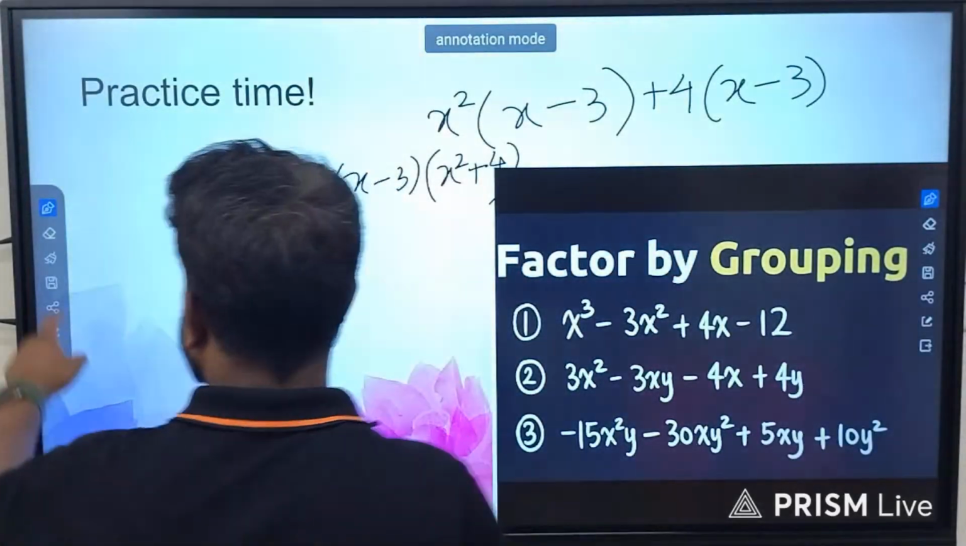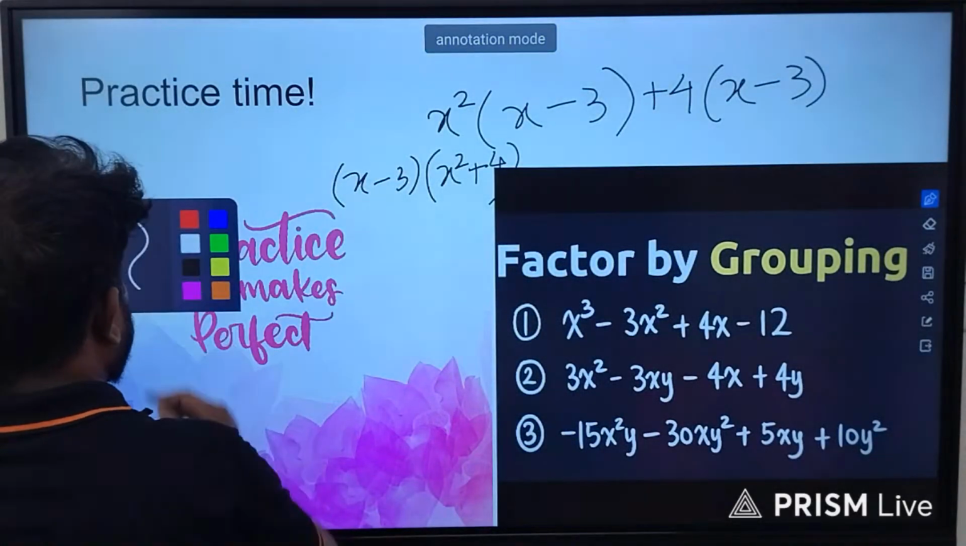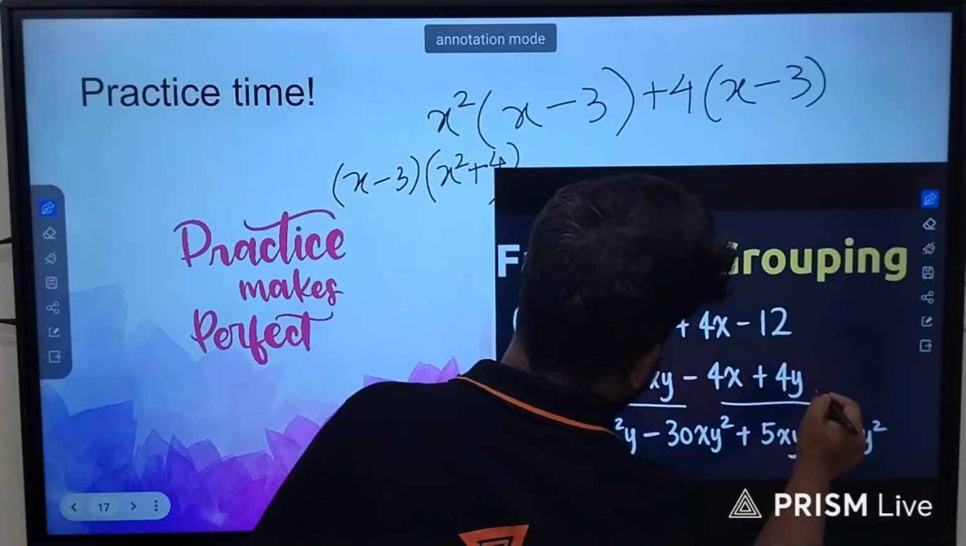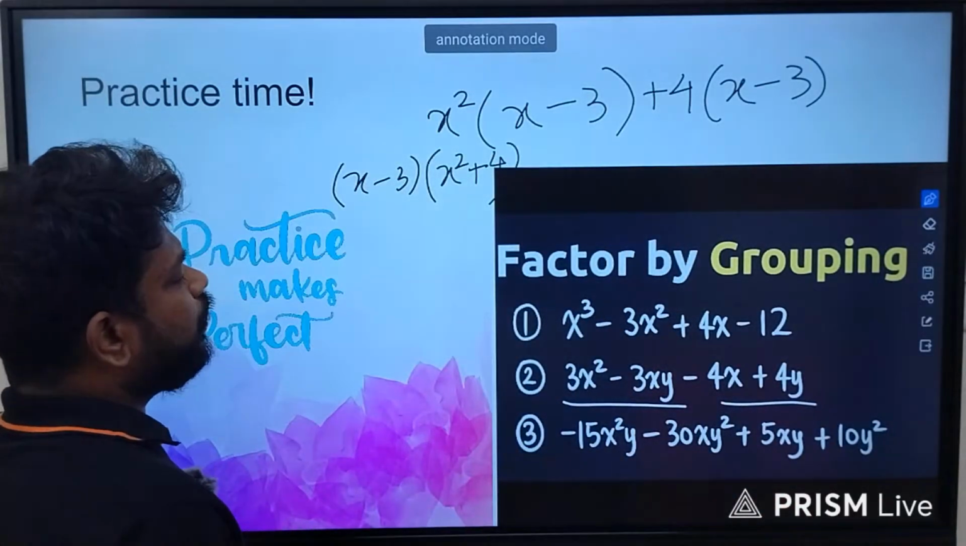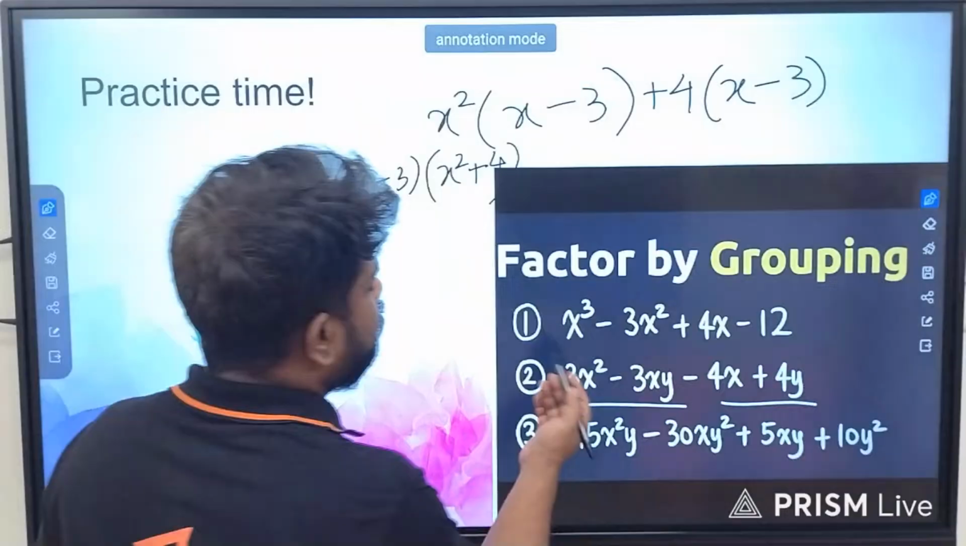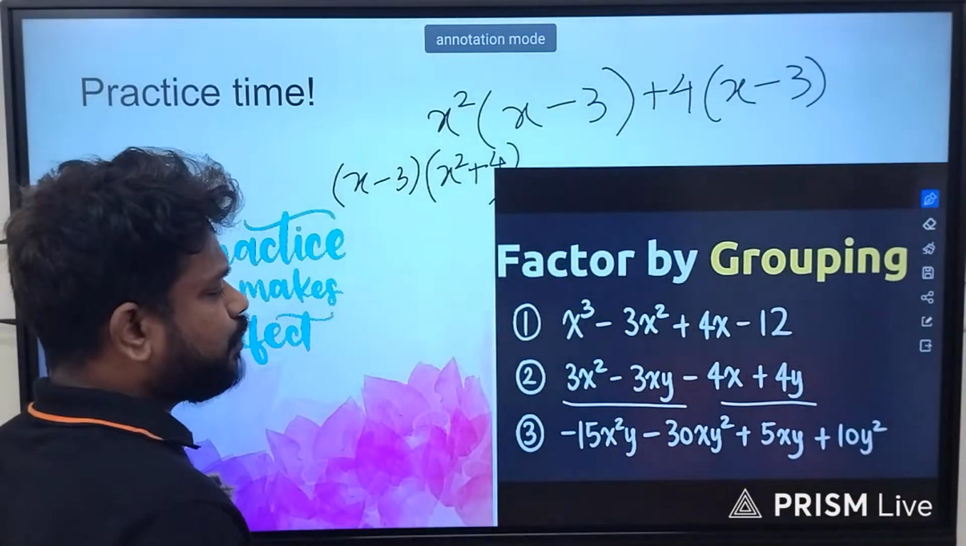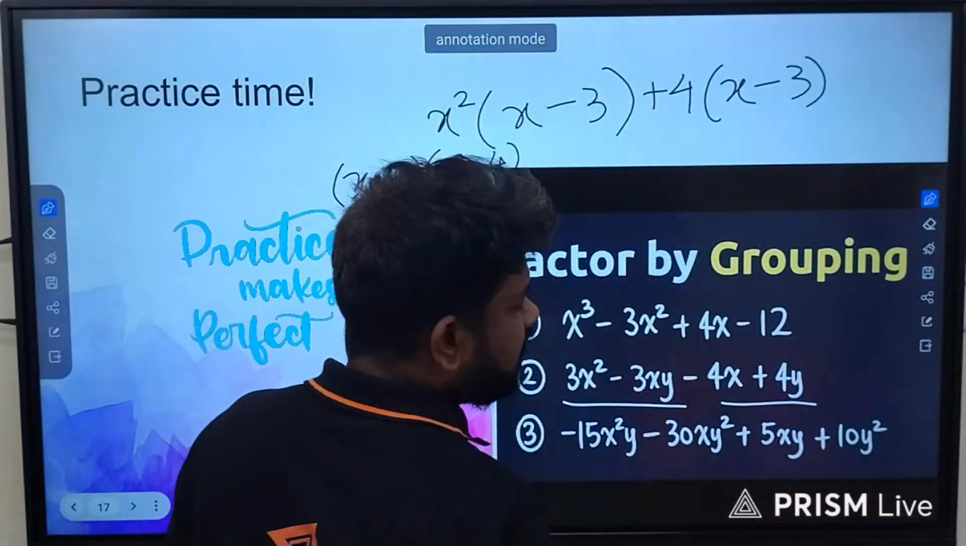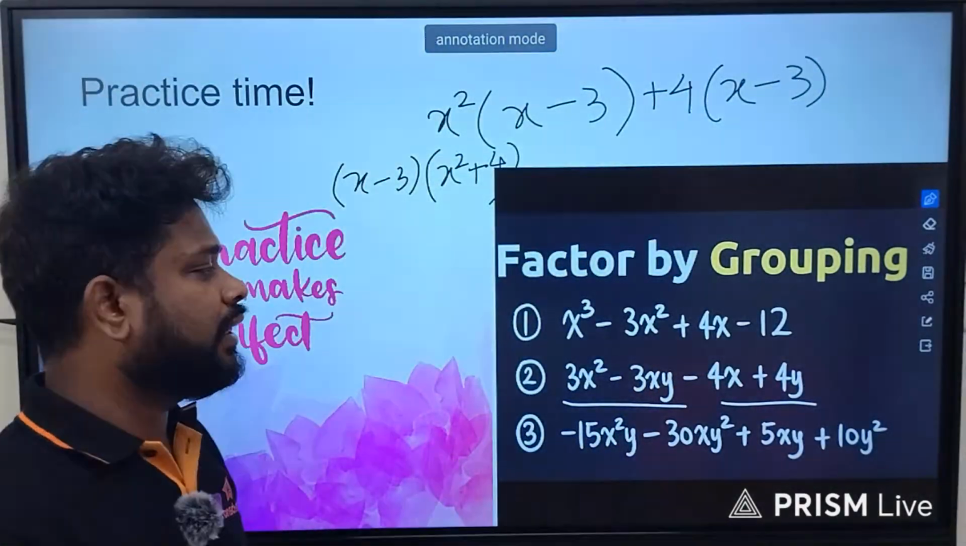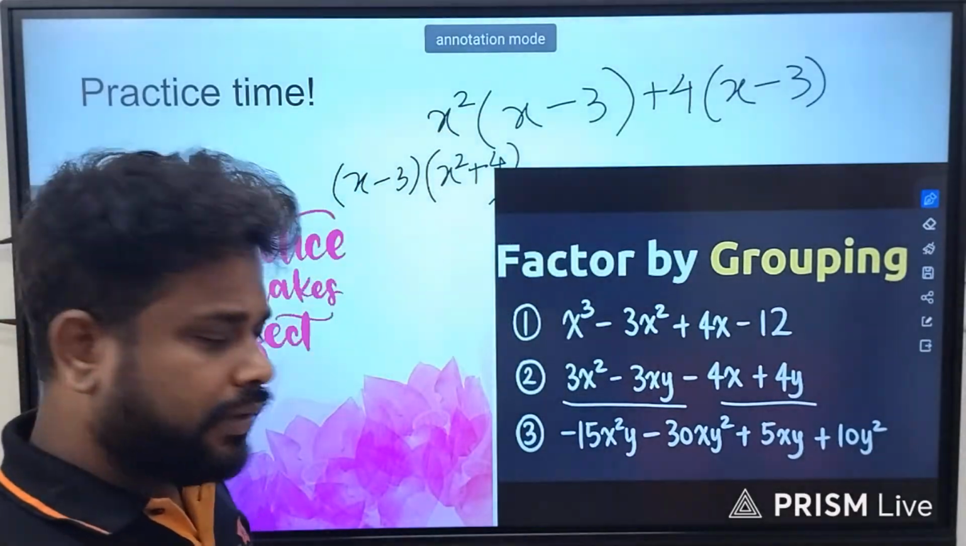The next one, you guys can do this by yourself, or I am just telling this. You can take 3x as the common, so it will be x minus y, and again for this case 4 will be common, and here it will be x minus y. Okay, done.